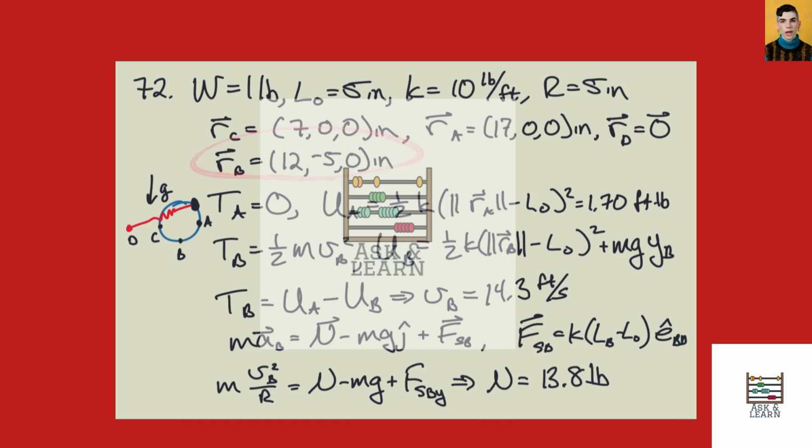So now we're told that the collar is at rest at point A here, and the spring is stretched because the distance from D to A, which is just the magnitude of A, is greater than 5 inches. And so we have some potential energy stored in the spring, and that's 1.7 foot-pounds. I'm going to measure this as my reference, so the gravitational potential at A is 0.